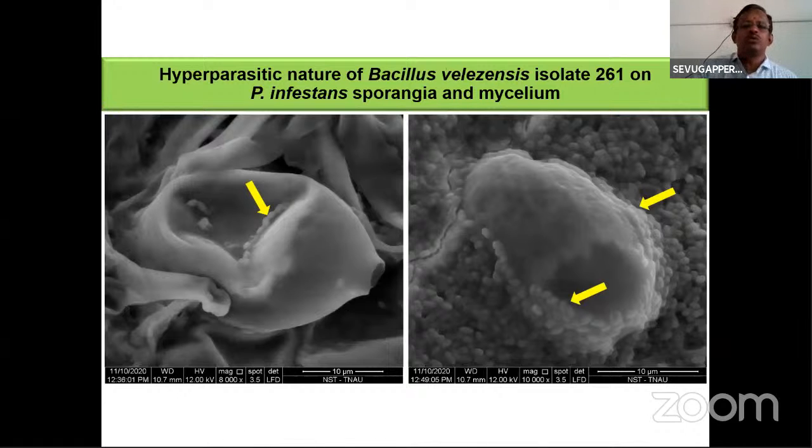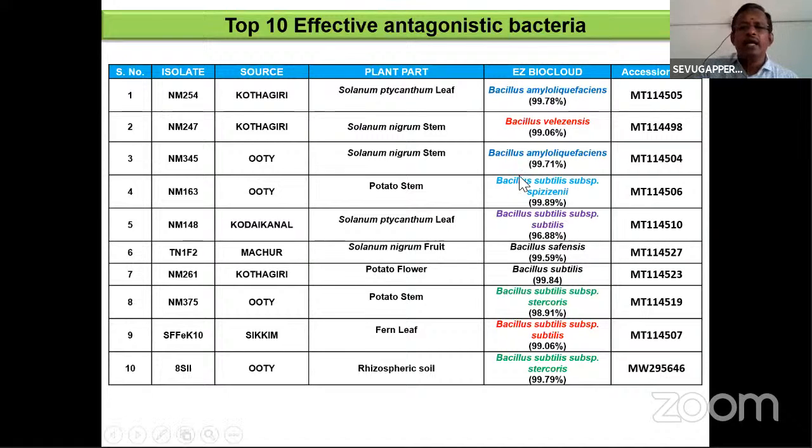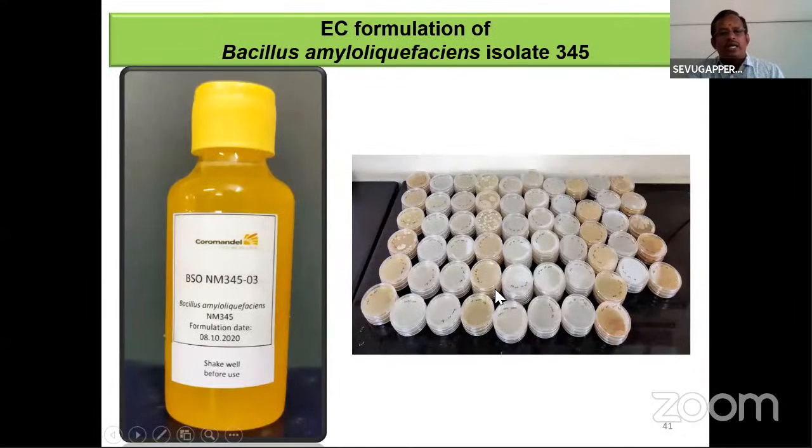Likewise, it was also recorded in Bacillus velezensis isolate 261. The most effective bacterial endophytes we identified based on molecular fingerprinting were Bacillus amyloliquefaciens, Bacillus velezensis, Bacillus subtilis subspecies spizizenii, Bacillus subtilis subspecies subtilis, Bacillus safensis, Bacillus subtilis subspecies stercoris, and Bacillus subtilis subspecies subtilis. These were the effective organisms we have documented from our studies.